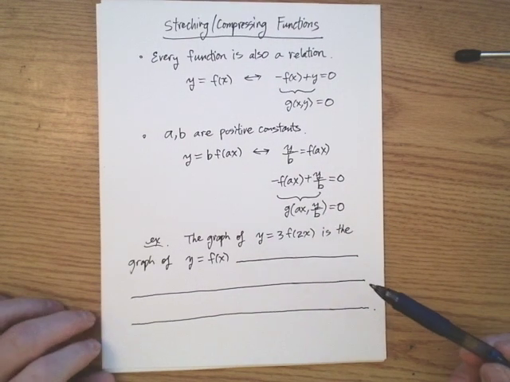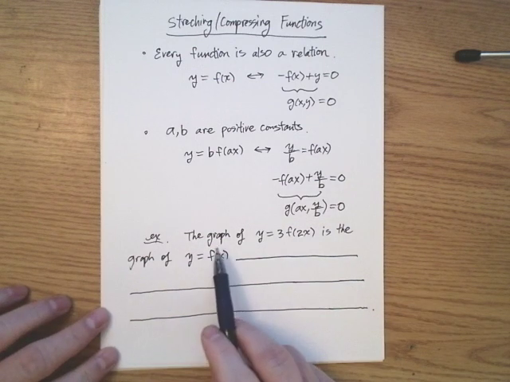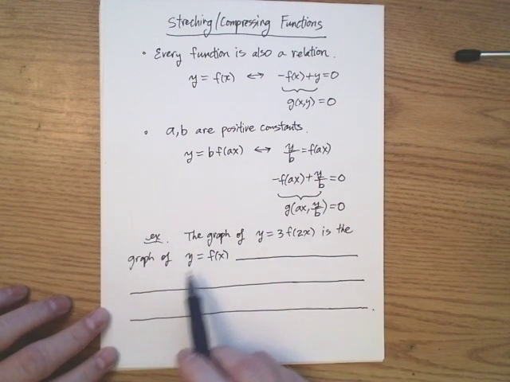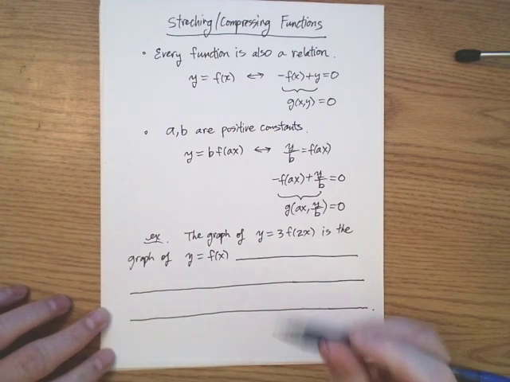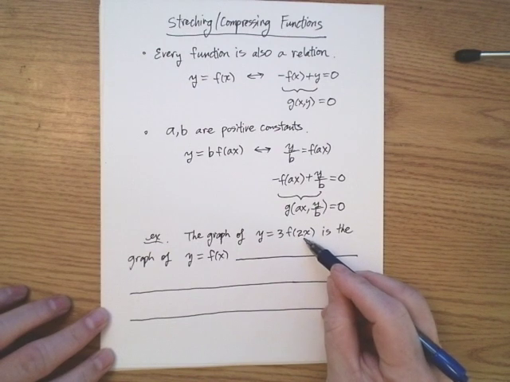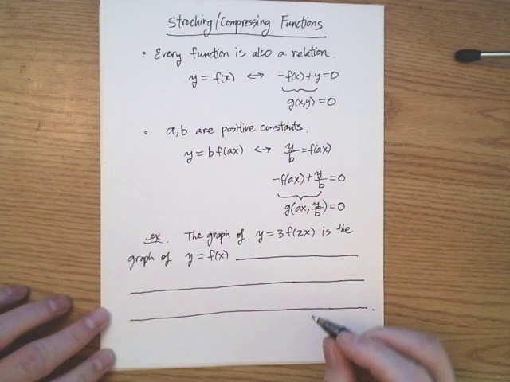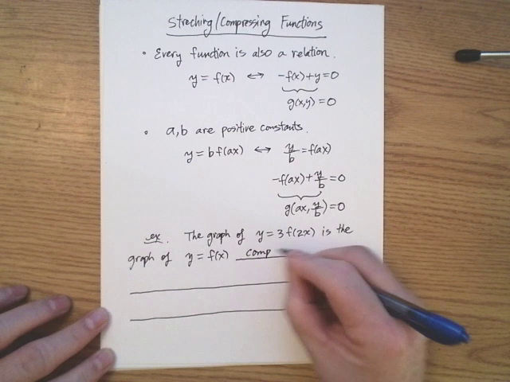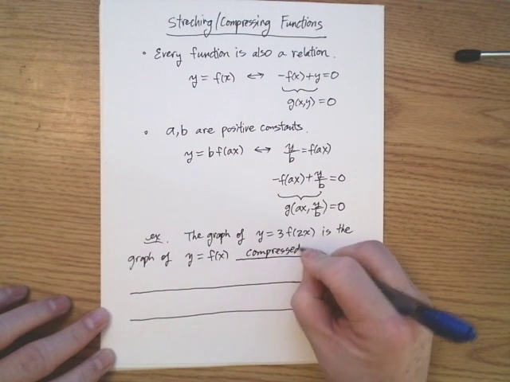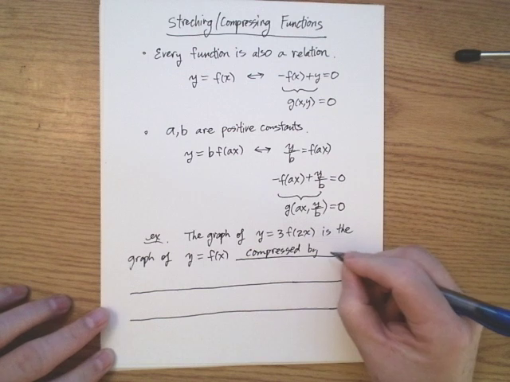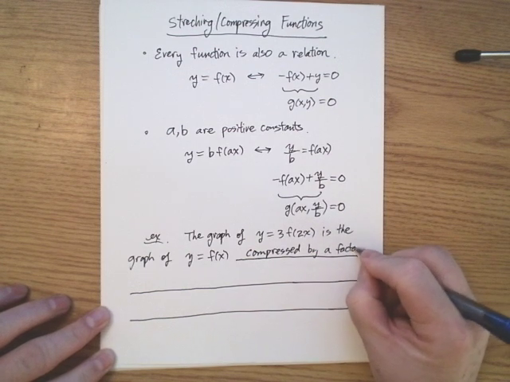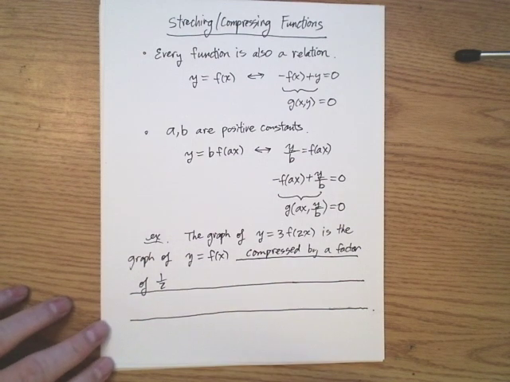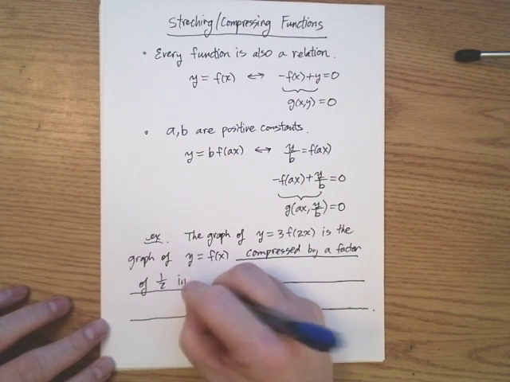So let's take a particular example here. The graph of y equals 3 times f of 2x is the graph of what? y equals f of x. Now look what we're doing with the x first here. We're multiplying it by 2, so that means you want to take its reciprocal, compressed by a factor of a half. Remember, it's a compression because that factor is less than 1. Compressed by a factor of a half in the x direction.